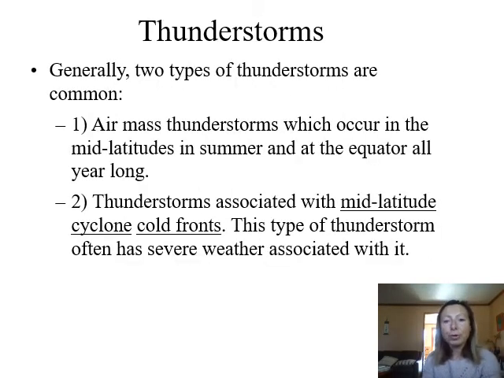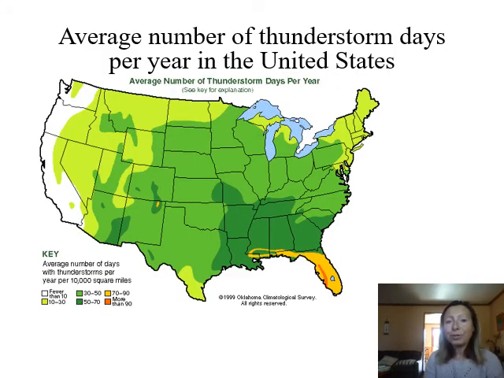Generally, two types of thunderstorms are the most prevalent. Air mass thunderstorms happen in mid-latitudes in summer and also any time of the year on the equator. And there are thunderstorms associated with mid-latitude cyclone cold fronts. These types of thunderstorms often have very severe weather conditions that we are experiencing sometimes here in West Michigan. This map from our chapter illustrates the average number of thunderstorm days per year in the United States. You can clearly see that the highest number of thunderstorms is in Florida, and then as you move north and west, the number of thunderstorms declines, with no thunderstorms along the Pacific coast.